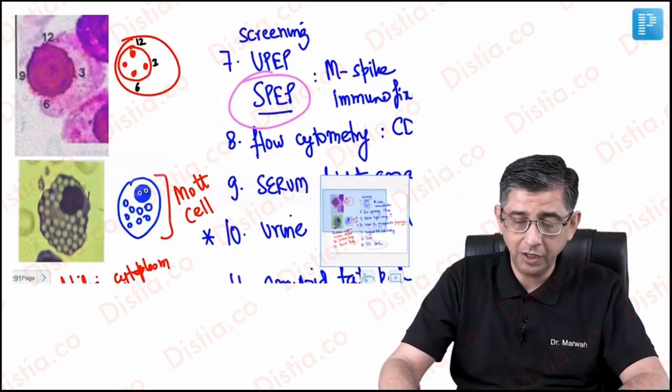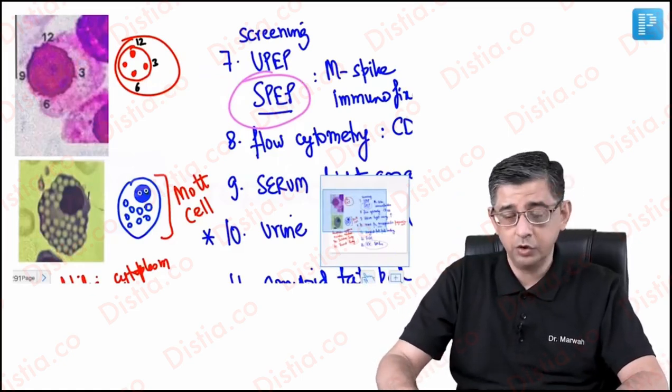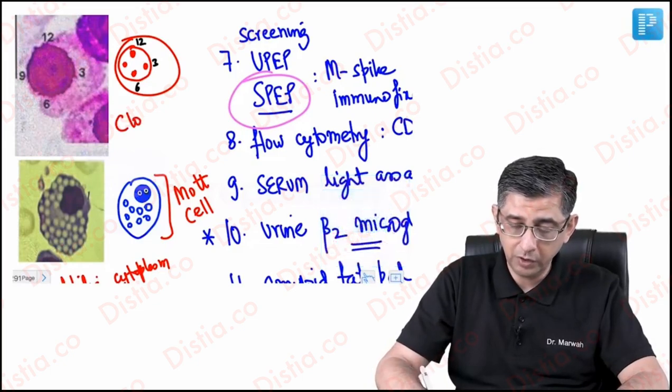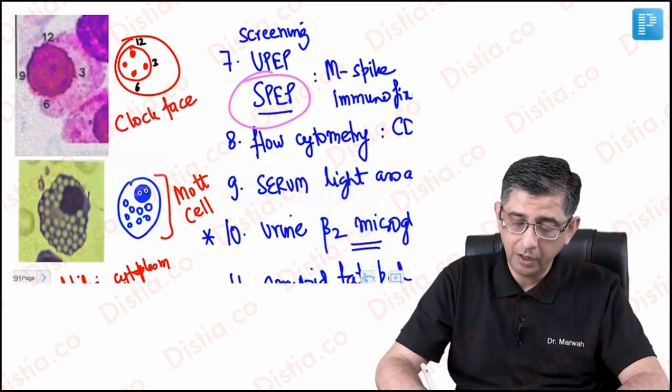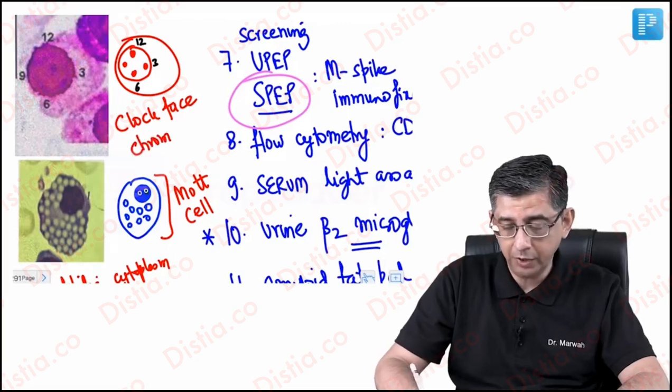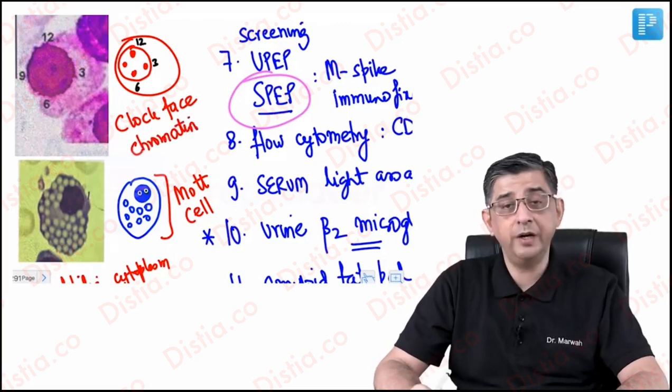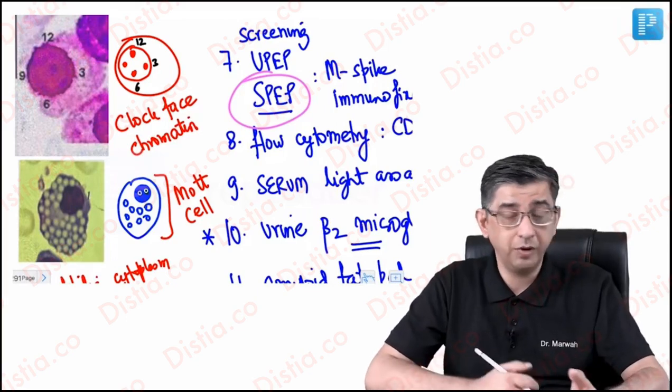So this is anyway a high power view, I would say. The textbook will always use this word, clock phase chromatin. Whenever questions on this topic come, it will be a long stem question, and they will try to mix up the information of pathology from medicine.